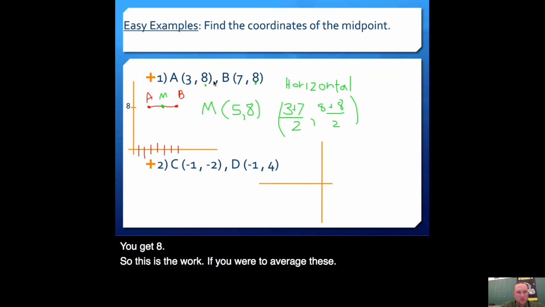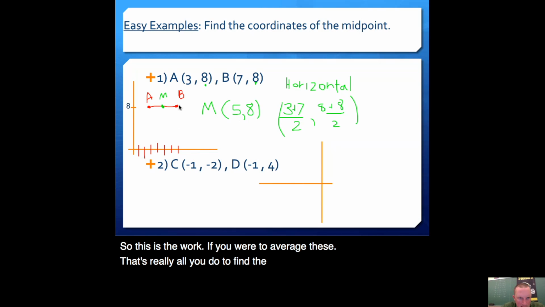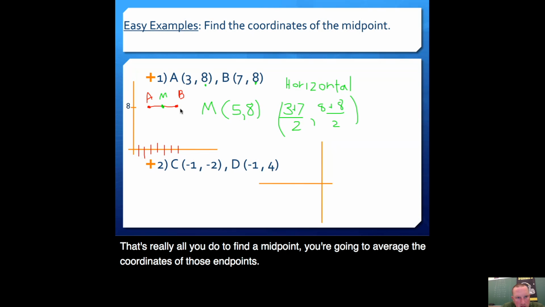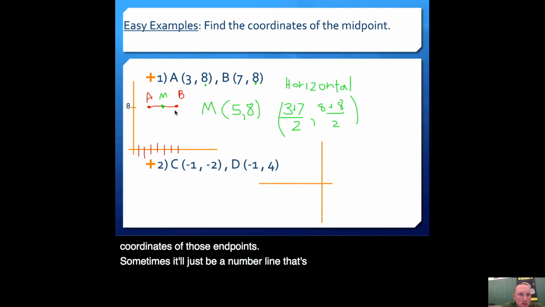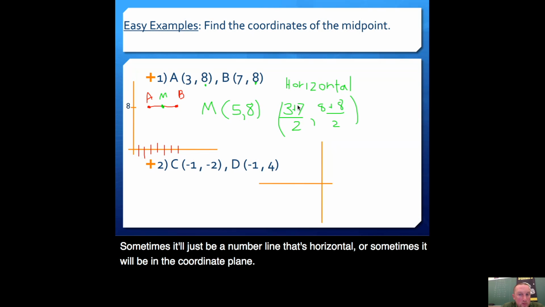That's really all you do to find a midpoint. You're going to average the coordinates of those endpoints. Sometimes it'll just be a number line that's horizontal, or sometimes it'll be in the coordinate plane where it's horizontal.